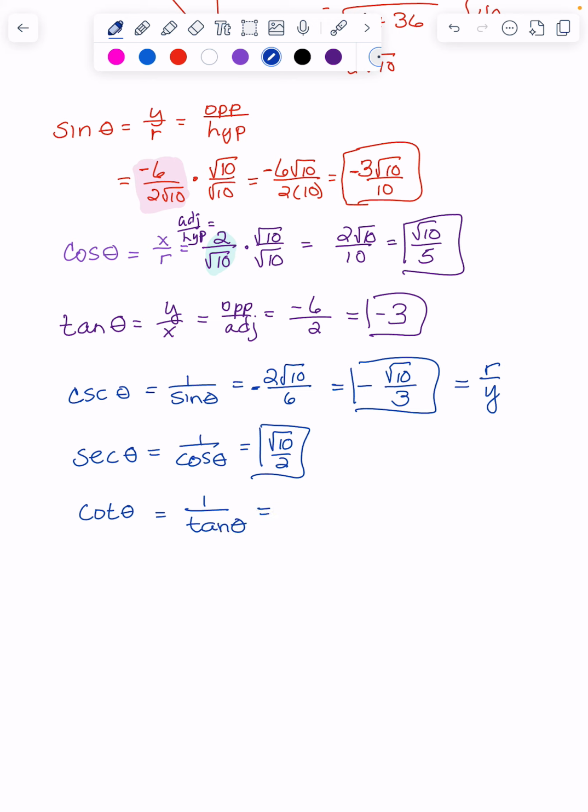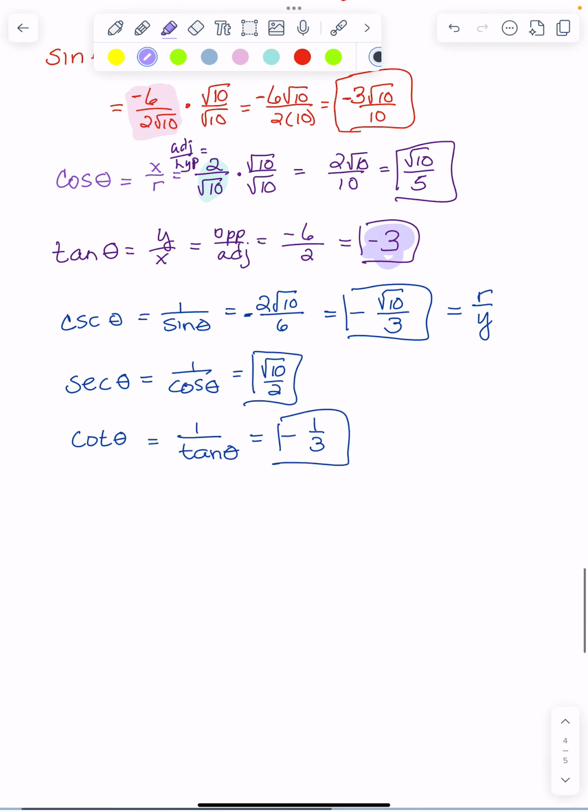And that's going to be just a flipping of that. So I'm going to get a negative 1/3. I actually went off the answer there. So I actually pulled that from my reduced form over here, from right up here, to get that. All right. Hopefully that helps with those.